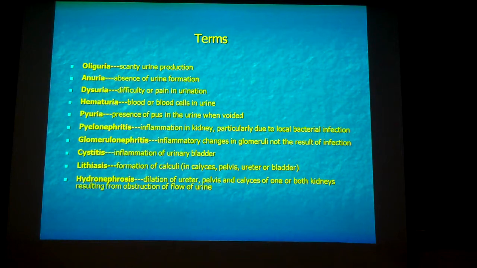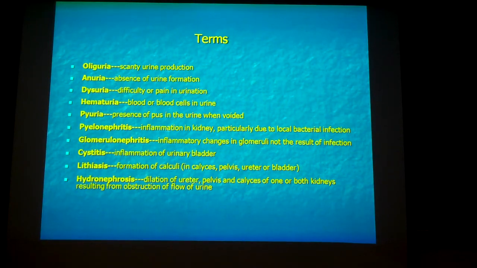Hematuria, obviously, is blood in the urine. Pyuria, pus in the urine. Pyelonephritis is a term that usually refers to a bacterial infection in the kidney. However, it's not the same thing as glomerulonephritis. Glomerulonephritis is not due to a bacterial infection normally. It's more commonly an autoimmune response that damages the glomerulus. So it's not the same thing as pyelonephritis.